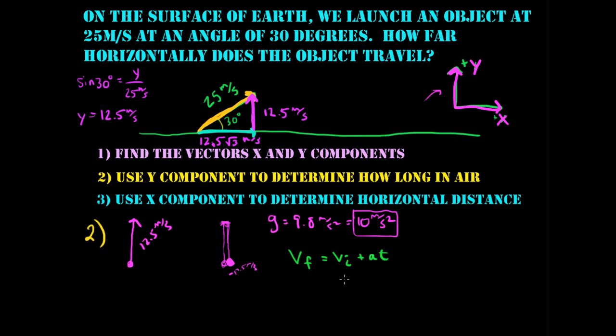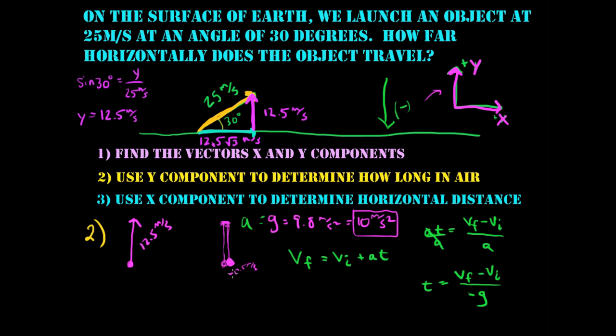Subtracting Vi from both sides, we get at is equal to the final velocity minus the initial velocity, and we divide both sides by a. We get time is equal to the final velocity minus the initial velocity, all over a. Well, the acceleration is g, and we're considering down negative, so we're going to put negative g in here. Now, what's the final velocity?